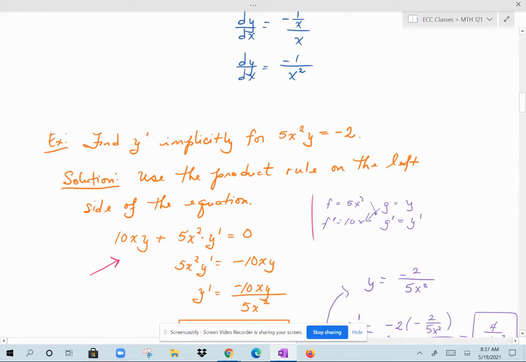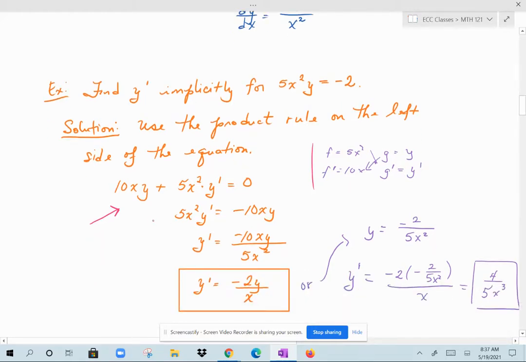And then I need to isolate y prime. So first subtract 10x over to the right side, and then divide both sides by 5x squared, which is what you see here. And then if you simplify the right side, you get -2y over x.